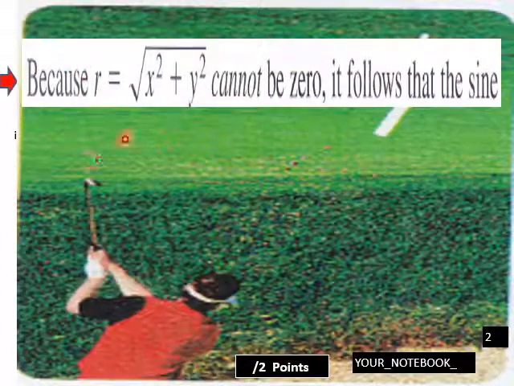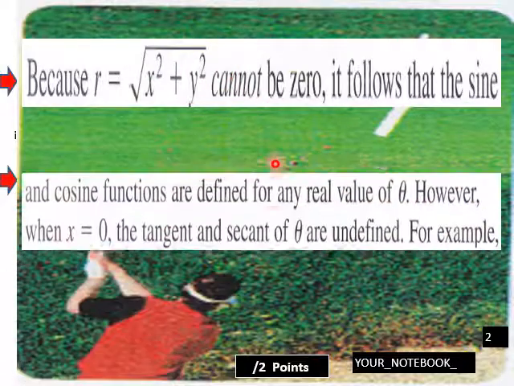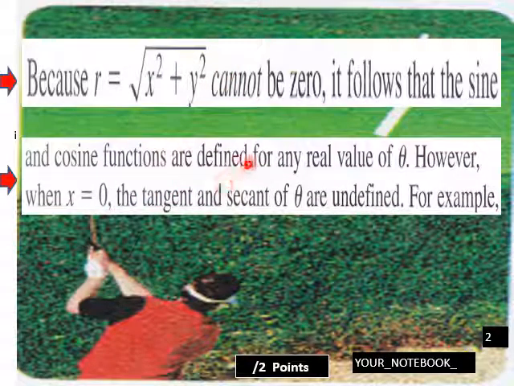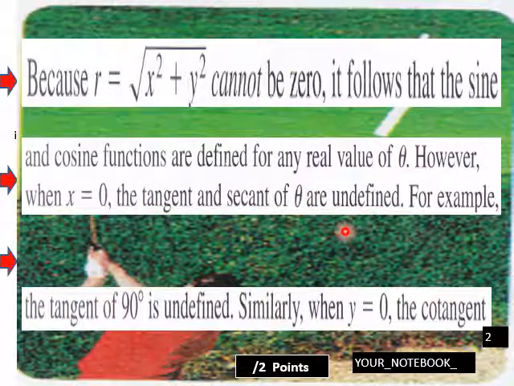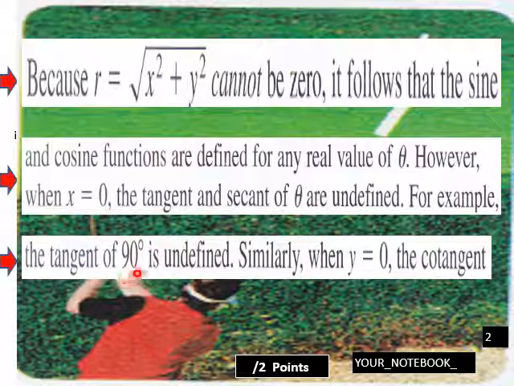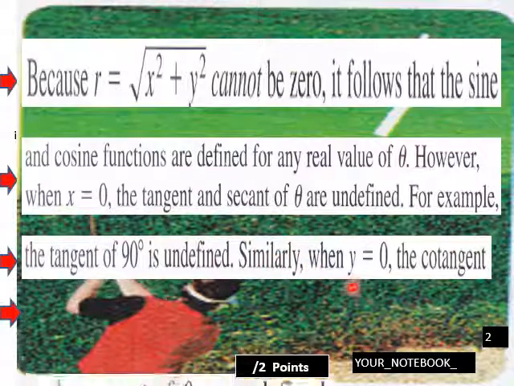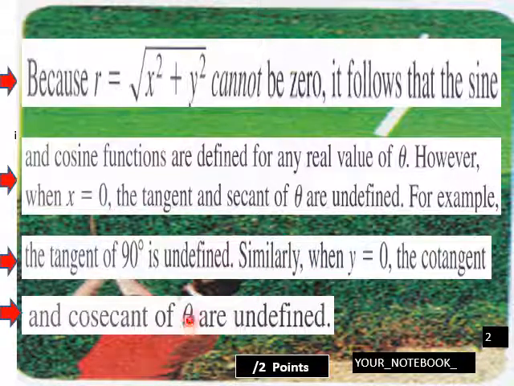Notebook page 2 for 4.4 part 1. Because r equals the radical of x squared plus y squared, it cannot be 0, it follows that the sine and cosine functions are defined for any real value of theta. However, when x equals 0, the tangent and secant of theta are undefined. For example, the tangent of 90 degrees is undefined. Similarly, when y equals 0, the cotan and cosecant of theta are undefined. Put this in your notebook, students, page 2 of 4.4 part 1.